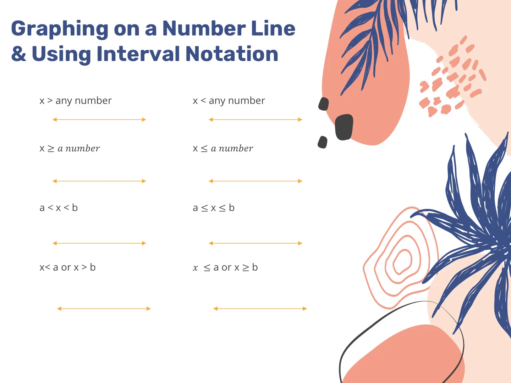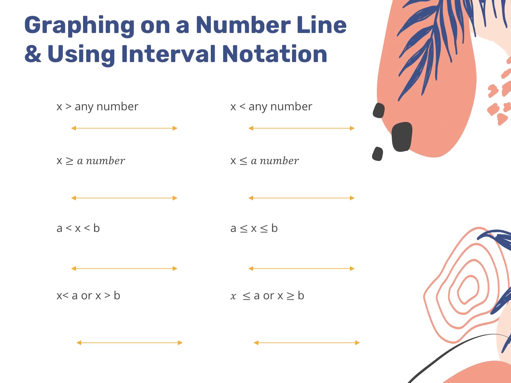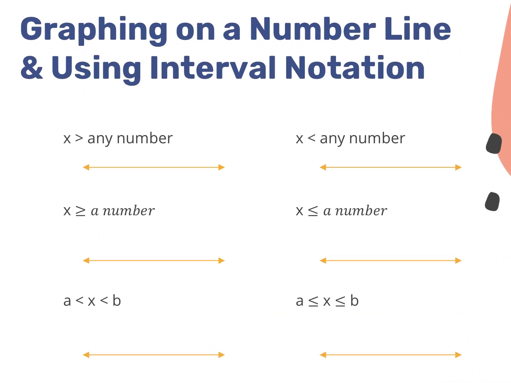All right, so now we're gonna fill this page up. You're gonna see exactly what each of these mean in both a number line and in interval notation, right? Which again is probably new to some of you. I'll start with x is greater than any number, and x is greater than or equal to a number. So big difference between these two, right? Between this one right here and this one right here is the little line underneath it.